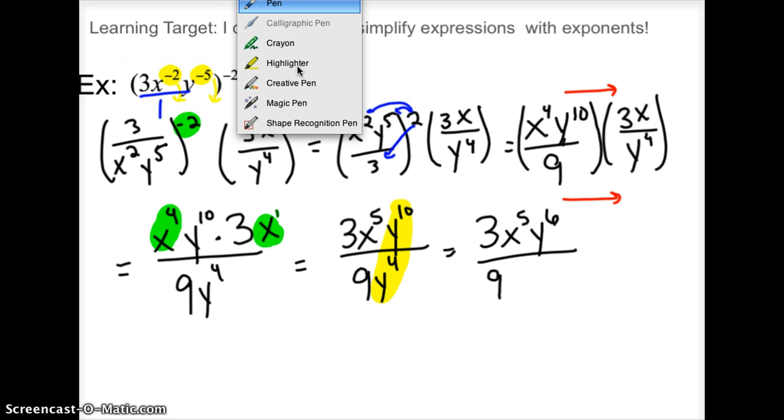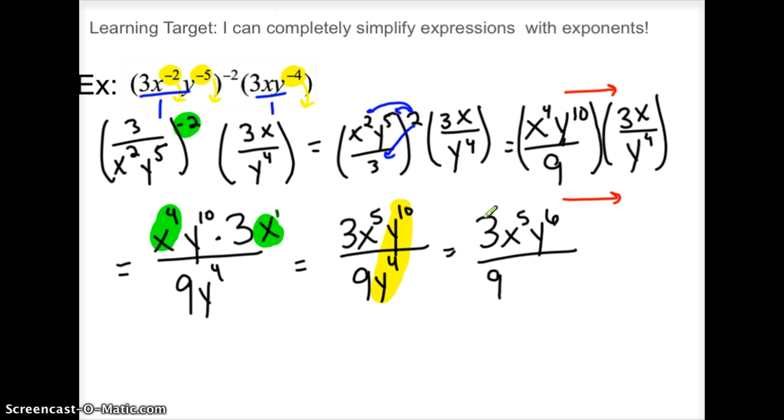Now, the last thing that I can do, 3 and 9. Hey, if you think about those as a fraction, they both share a common factor that we should divide out. They both are divisible by 3. So let's do that. Okay. So I'd have a 1 on top, x to the 5th, y to the 6th.